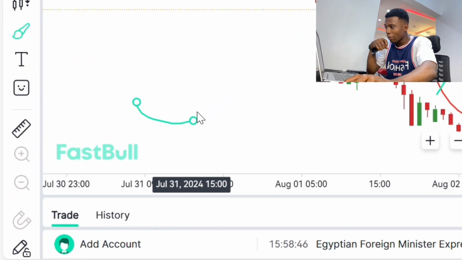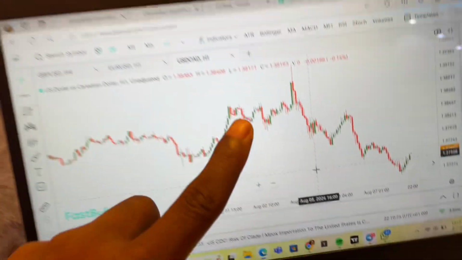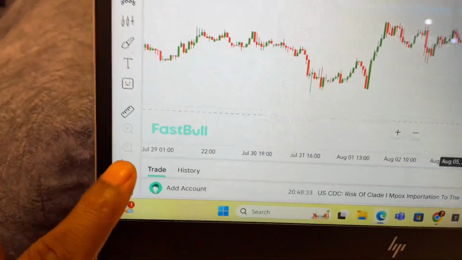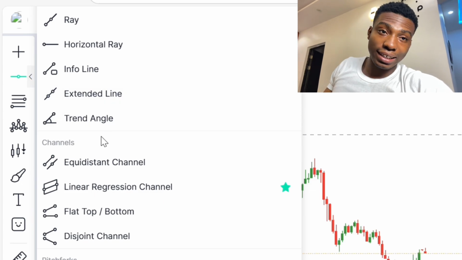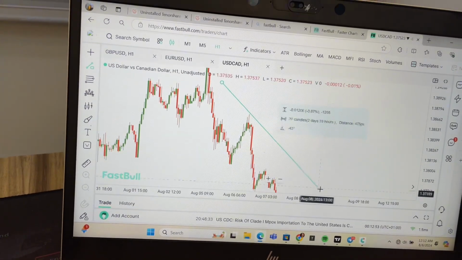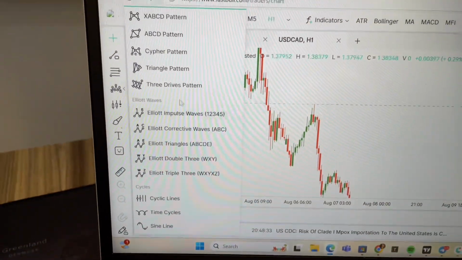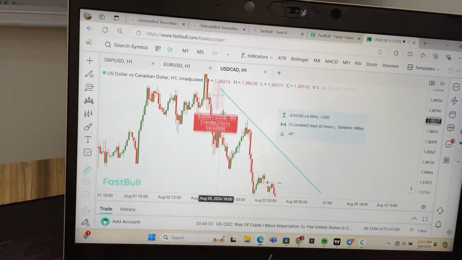But just before that, let me tell you guys about this charting platform that I'm using right here. This chart that you're seeing is from FastBull, and something very different about it is that it's completely free. This means I can comfortably make technical analysis without being pressured to pay for a subscription. Right here you get every tool that you need to make technical analysis, from being able to draw trend lines, adding advanced tools to your chart, and also measuring the amount of pips in the market.